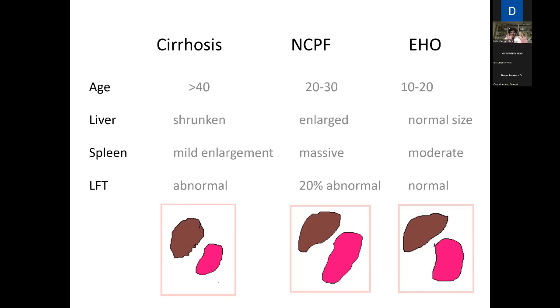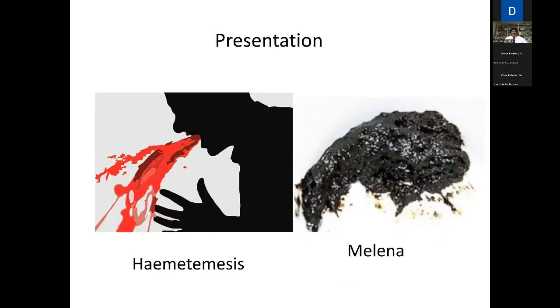So basically, if you keep this chart in mind, it's not very difficult to clinically differentiate between cirrhotic patients, non-cirrhotic portal fibrosis, and extrahepatic portal venous obstruction, because the treatment in these individual patients is different. Now, how do these patients present? Either they present in the emergency with hematemesis or melena, or both.